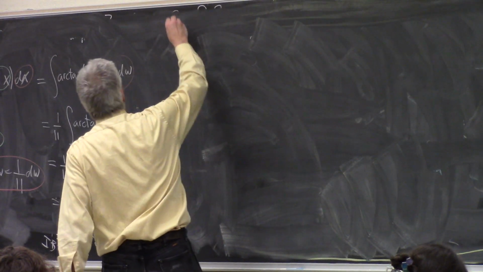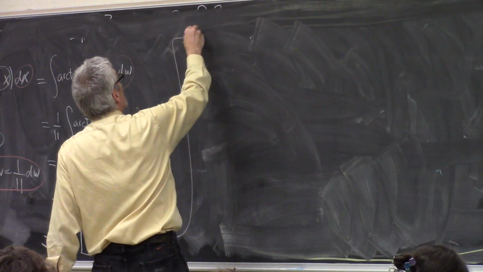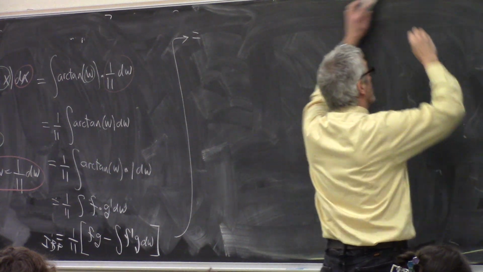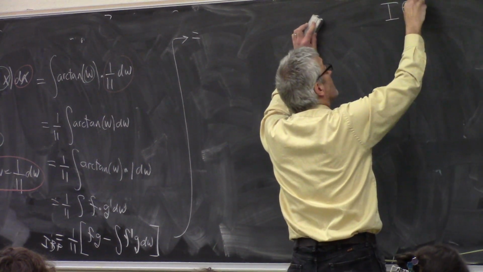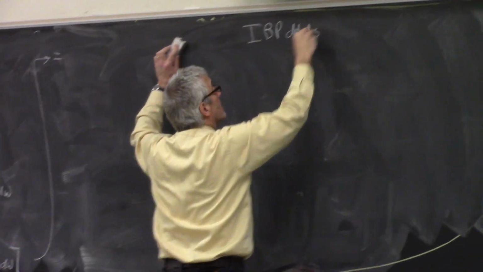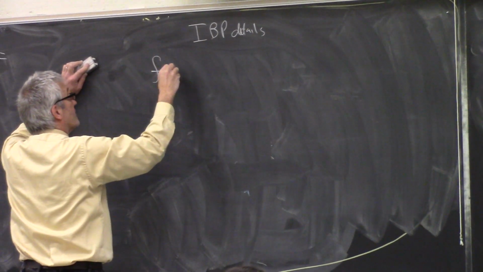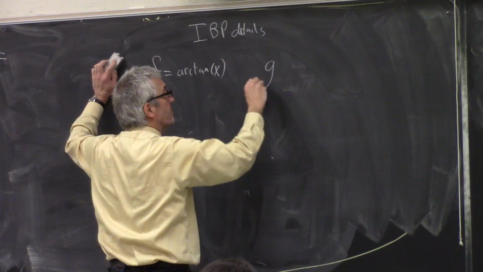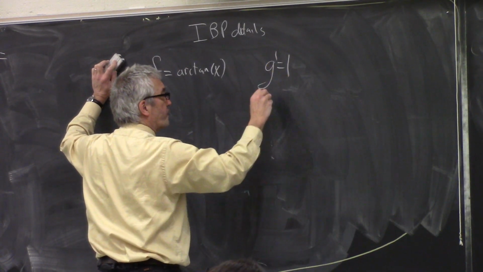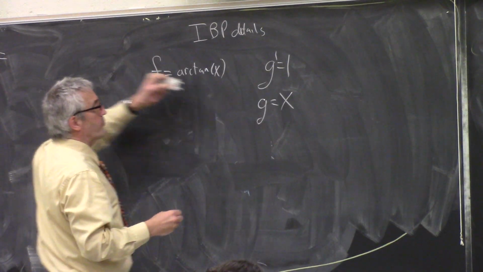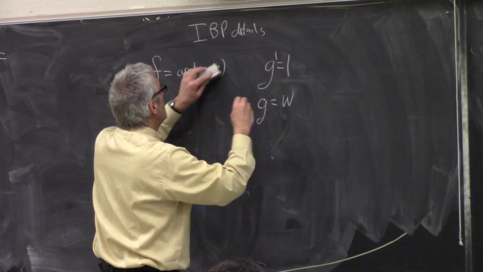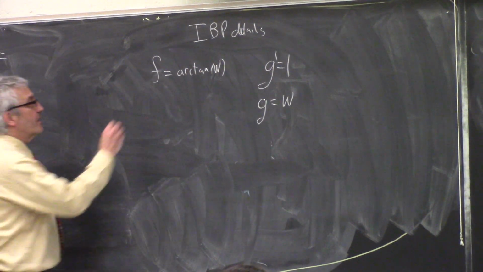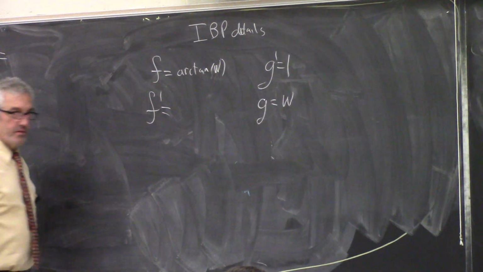So let's do the integration by parts details over here. We have our f, which is arctan of x, and we have our g prime, which is the number 1. So our g is going to be an antiderivative of that, which is not going to be 1, it's going to be w. And this is not arctan x, it's arctan w. So now the question is, what is f prime? What's the derivative of arctan?